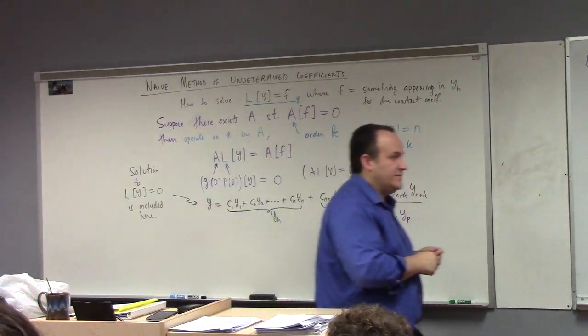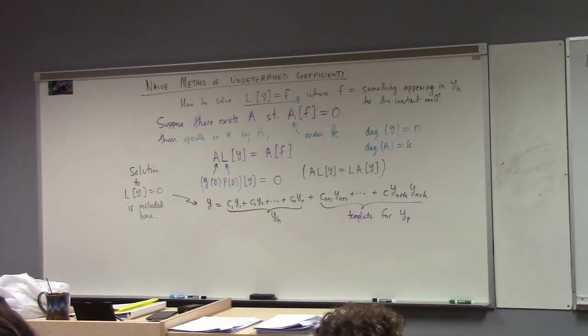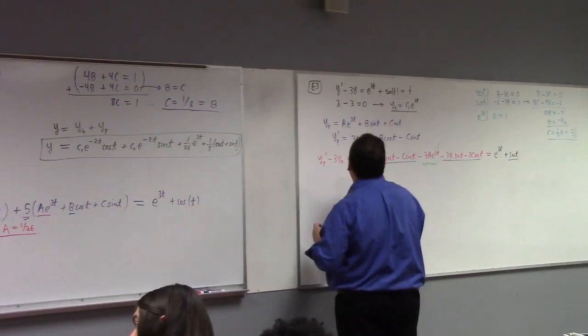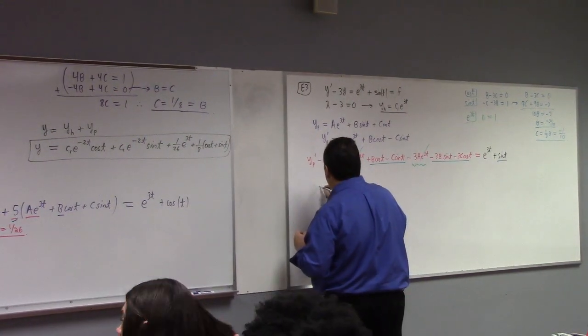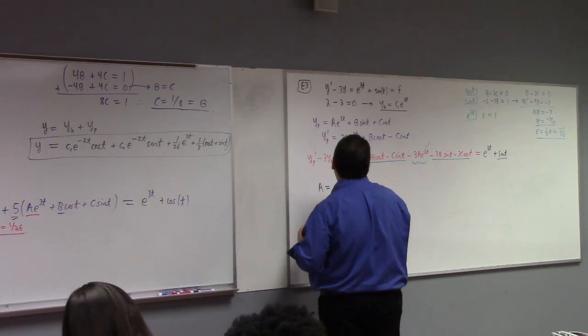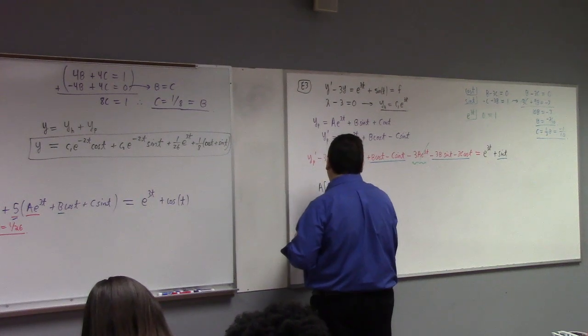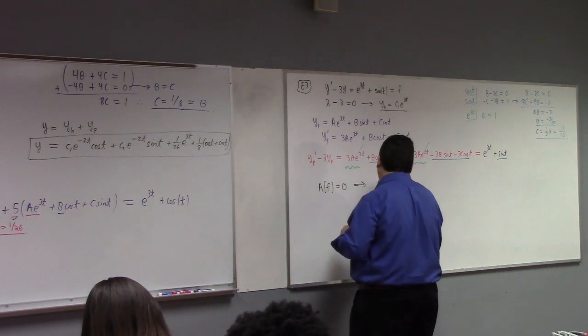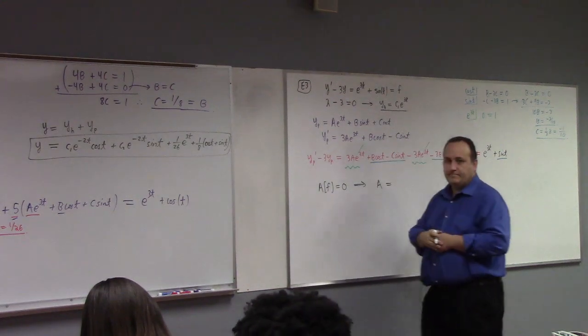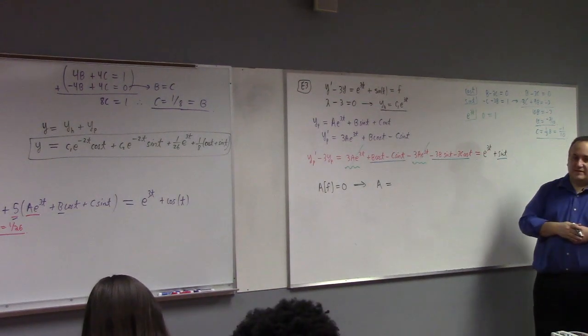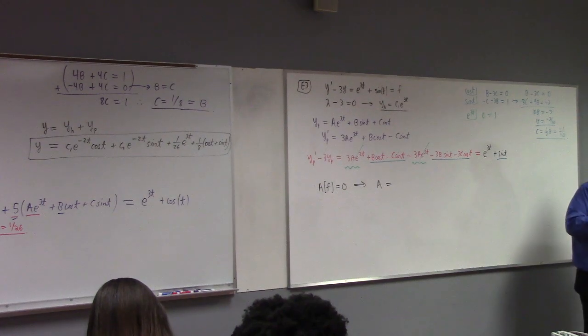Let me put this into practice for our example 3, show you how this works out. So for example 3, my f was e to the 3t plus sine t, right? So if I let A be such that A of f equals 0, that tells me I should pick A equal to what? Which differential equation picks up e to the 3t plus sine t as a solution?